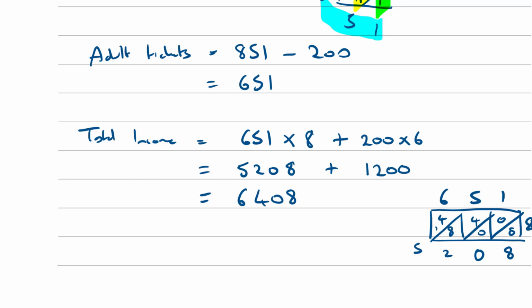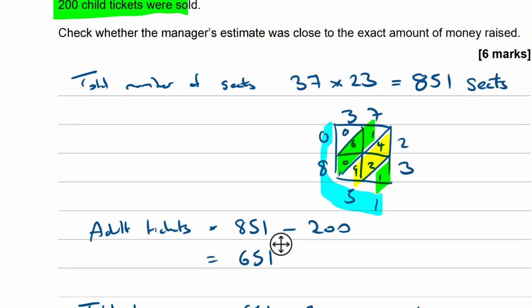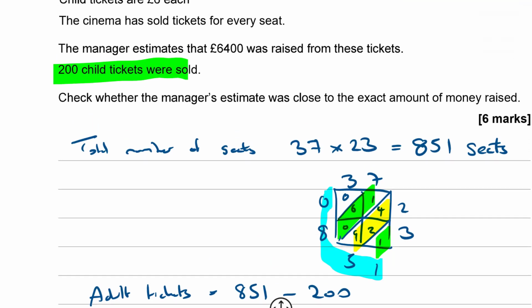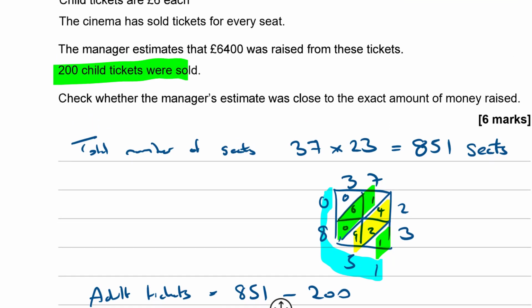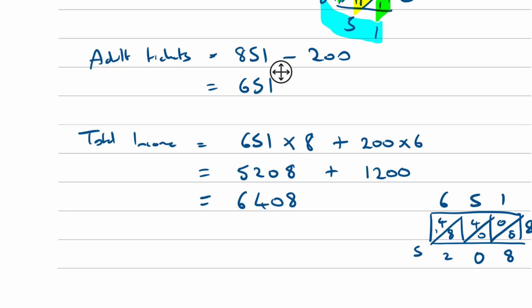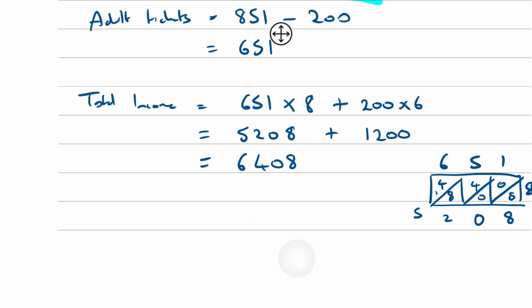£6,408. Okay. Right, so you'll remember the question wasn't how much did we make, it was to check the estimate of the manager, and that the manager estimated it was £6,400. Now if we worked out it's £6,408, so looks like the manager was pretty much spot on, wasn't he? So I'm just going to write down the manager's estimate was accurate.